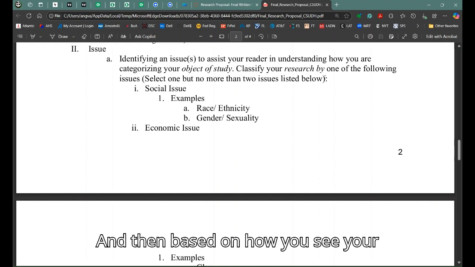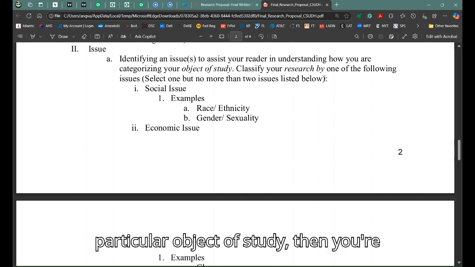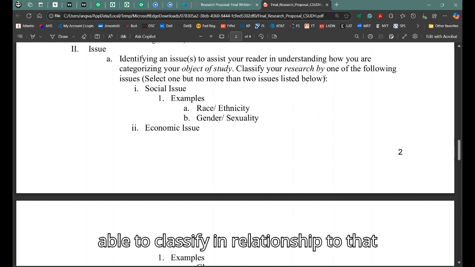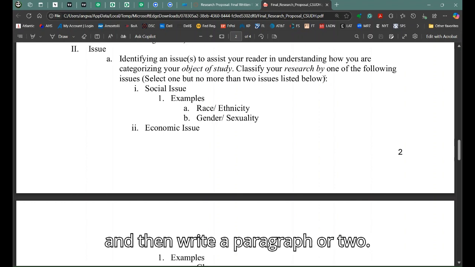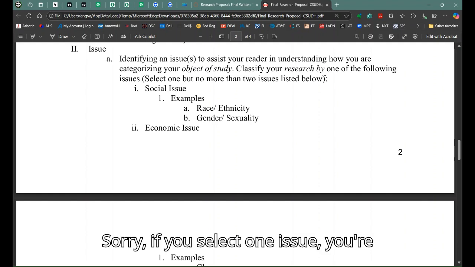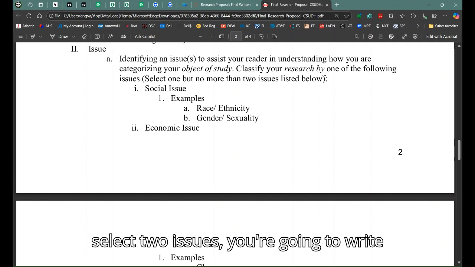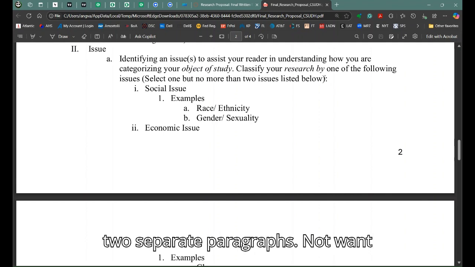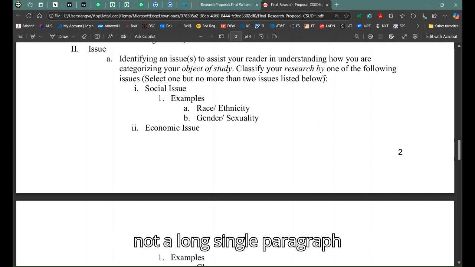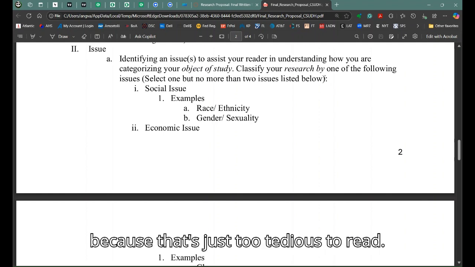Based on how you see your particular object of study, you're able to classify it in relationship to that and then write a paragraph or two. If you select one issue, you're going to write one paragraph. If you select two issues, you're going to write two separate paragraphs, not a long single paragraph, because that's just too tedious to read.